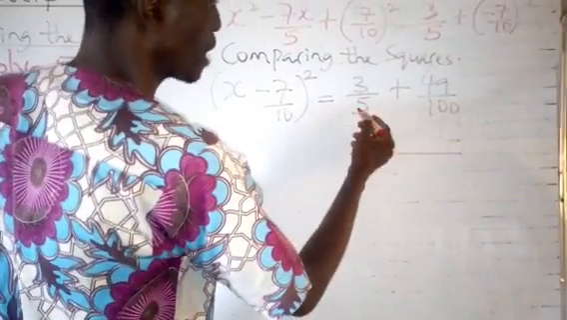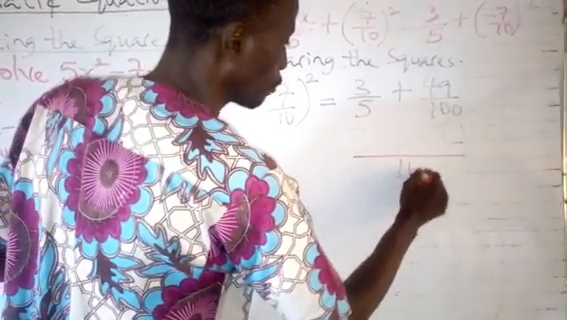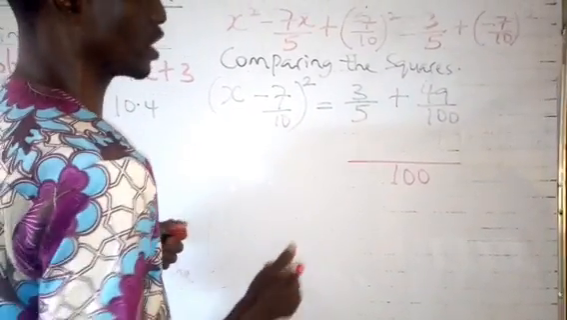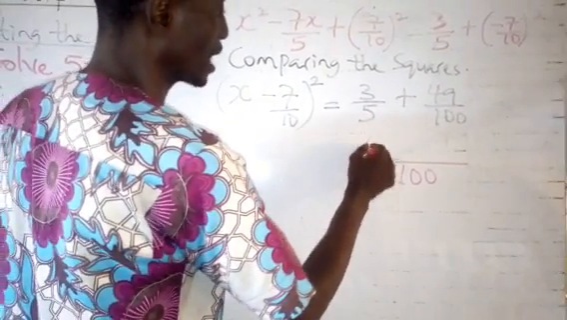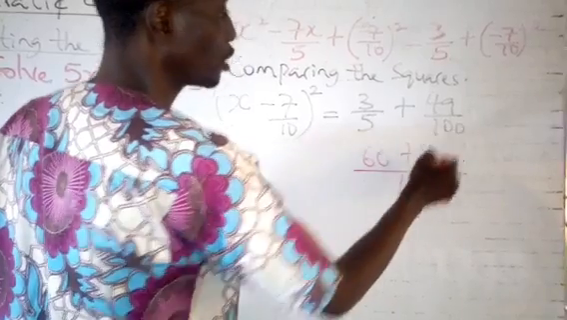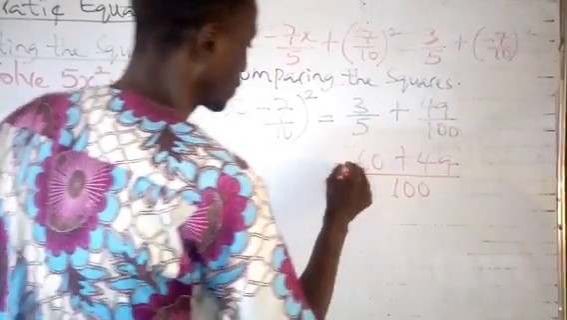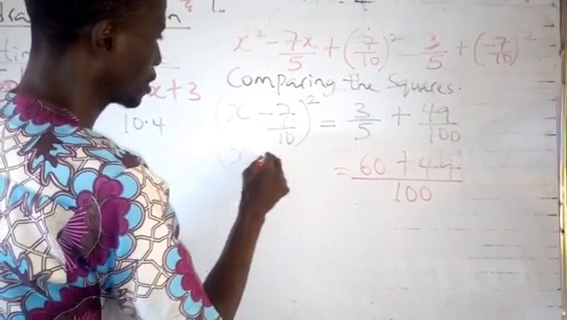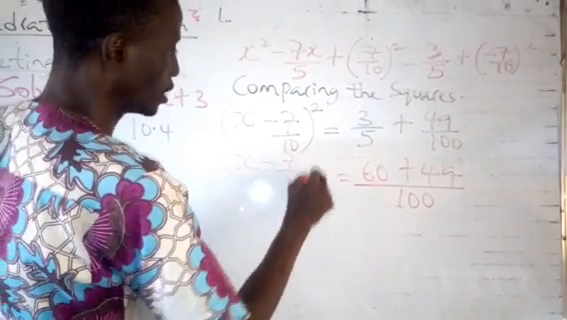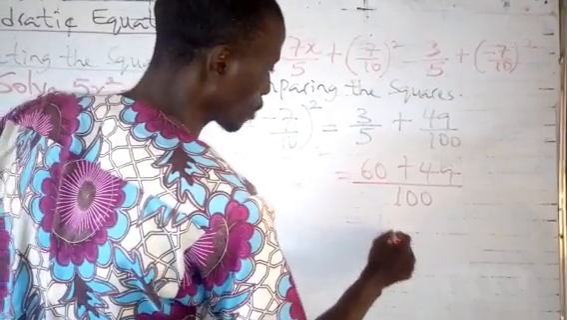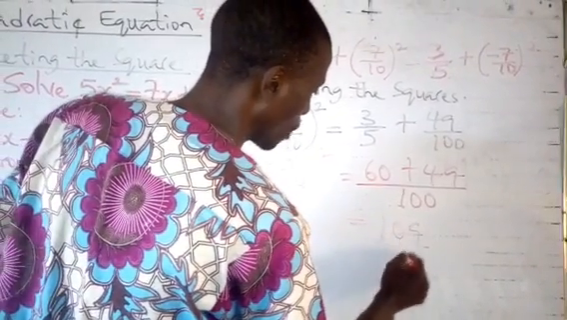And what is the LCM of 5 and 100? We have 100. How many 5 can you see in 100? That is 20. 20 times 3, that is 60. How many 100 in 100? That's 1. 1 times 49, that's 49. Now we have x minus 7 over 10, then square. What is 60 plus 49? That will give us 109 over 100.